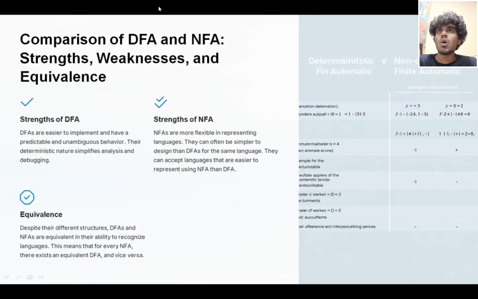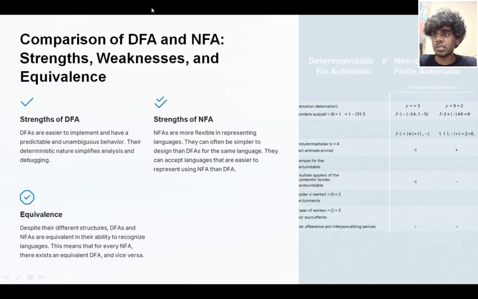Next is the comparison of DFA and NFA: strengths, weaknesses, and equivalence. Strengths of DFA: DFAs are easier to implement and have a predictable and unambiguous behavior. Their deterministic nature simplifies analysis and debugging. Strengths of NFA: NFAs are more flexible in representing languages. They can often be simpler to design than DFAs for the same language. They can accept languages that are easier to represent using NFA.